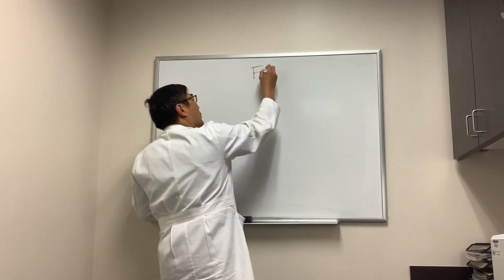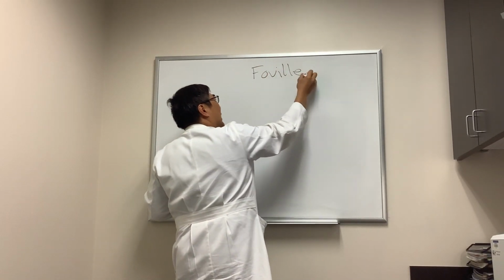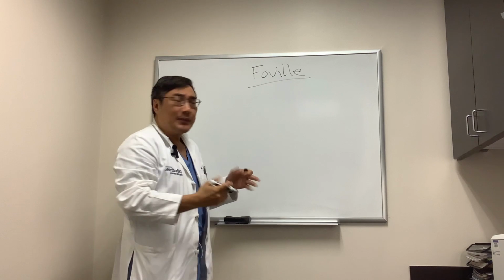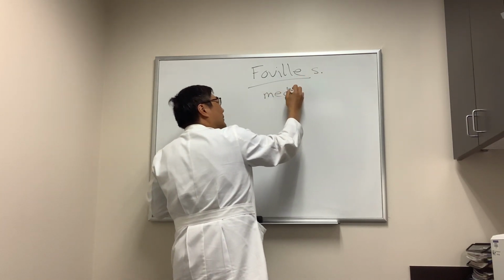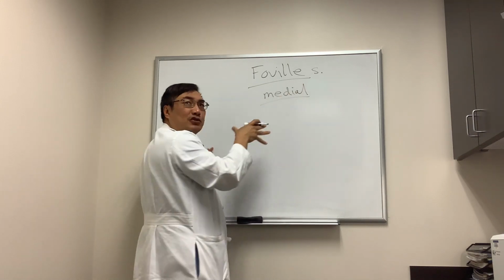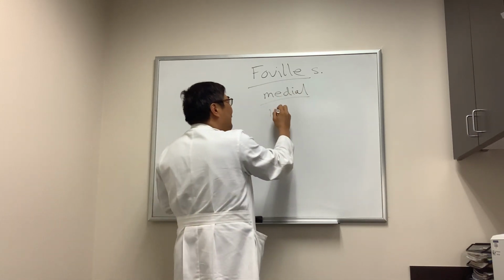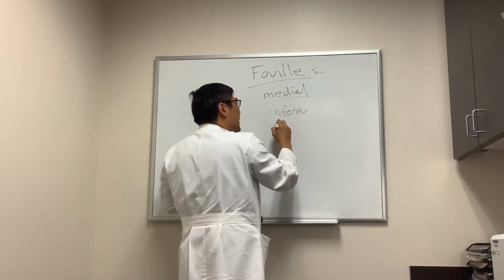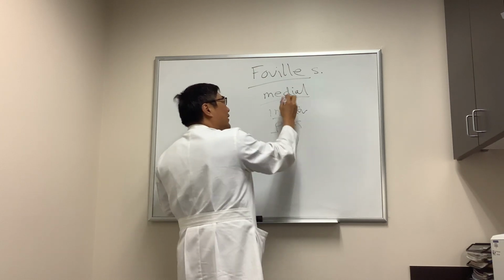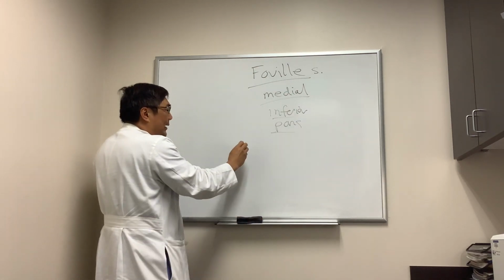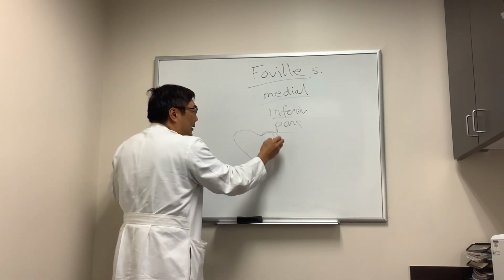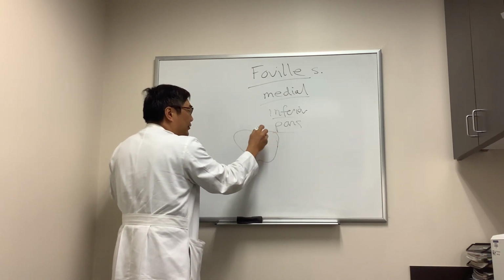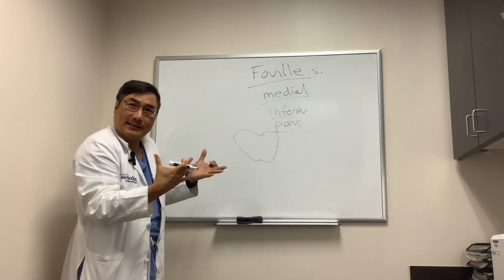So somebody wanted to know about Foville and how that would come to neuro-ophthalmology. Because the Foville syndrome is medial, it can affect the medial structures in the inferior pons. And so it's a medial inferior pontine syndrome. And as you remember, when you're looking at the pons, the medial structures include the eye things.